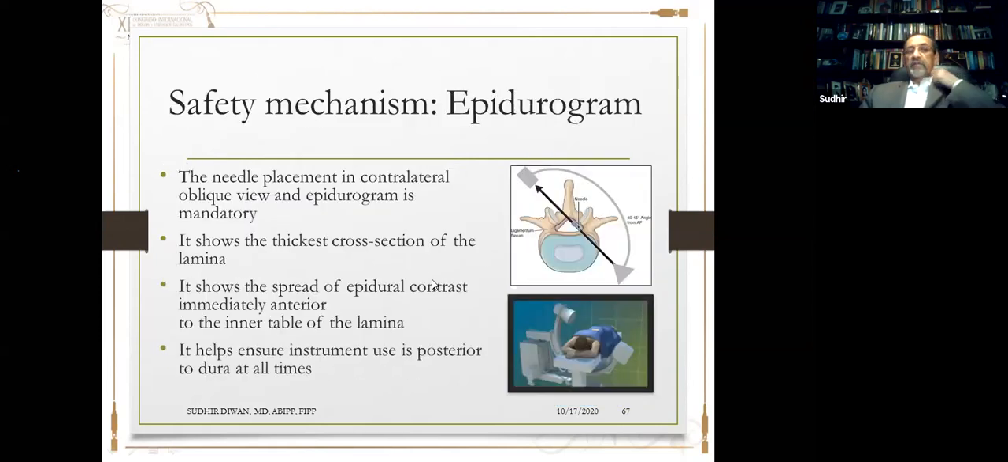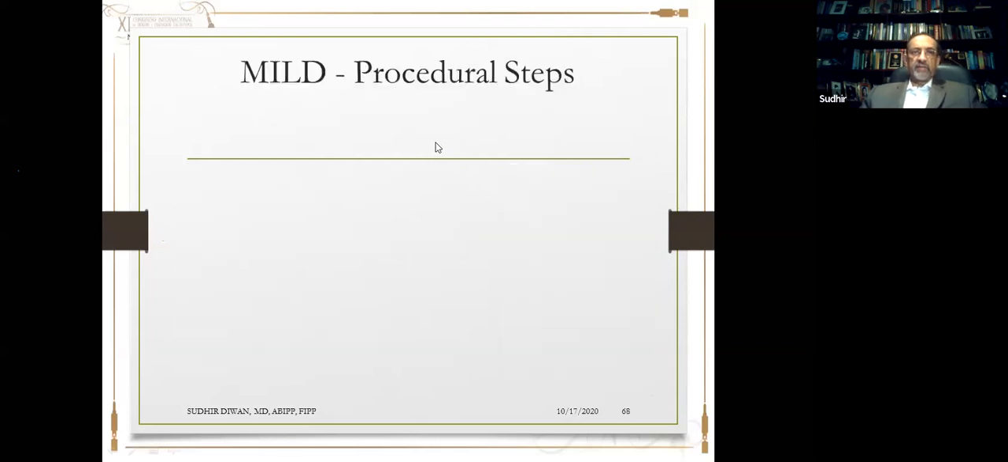It is outpatient, done under IV sedation, and there is no complication. Very similar to the spacer. A safety mechanism for this procedure is your contralateral oblique, because you put your gun barrel view parallel to your lamina and you do the epidurogram. That will save you from going deeper into the epidural space. So this is your safety mechanism.